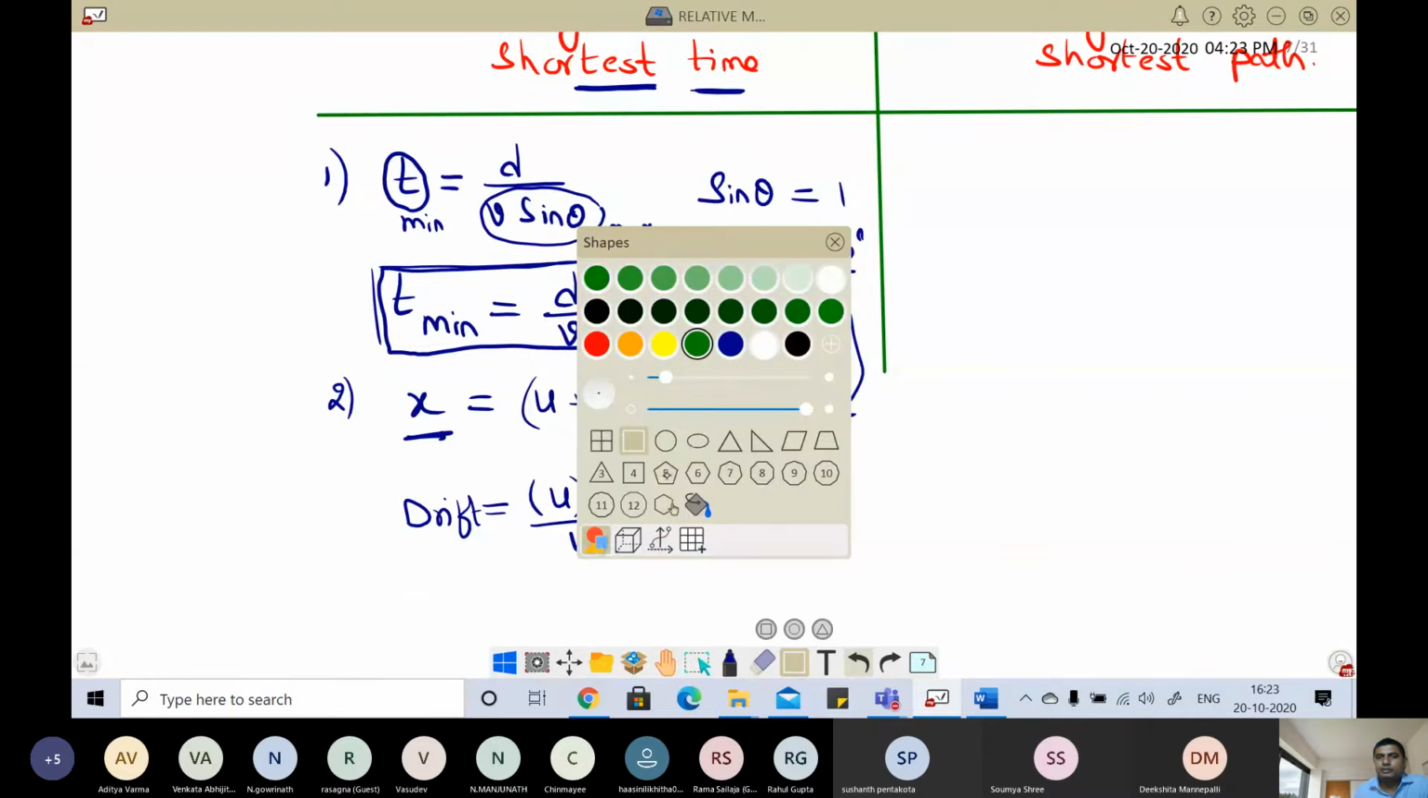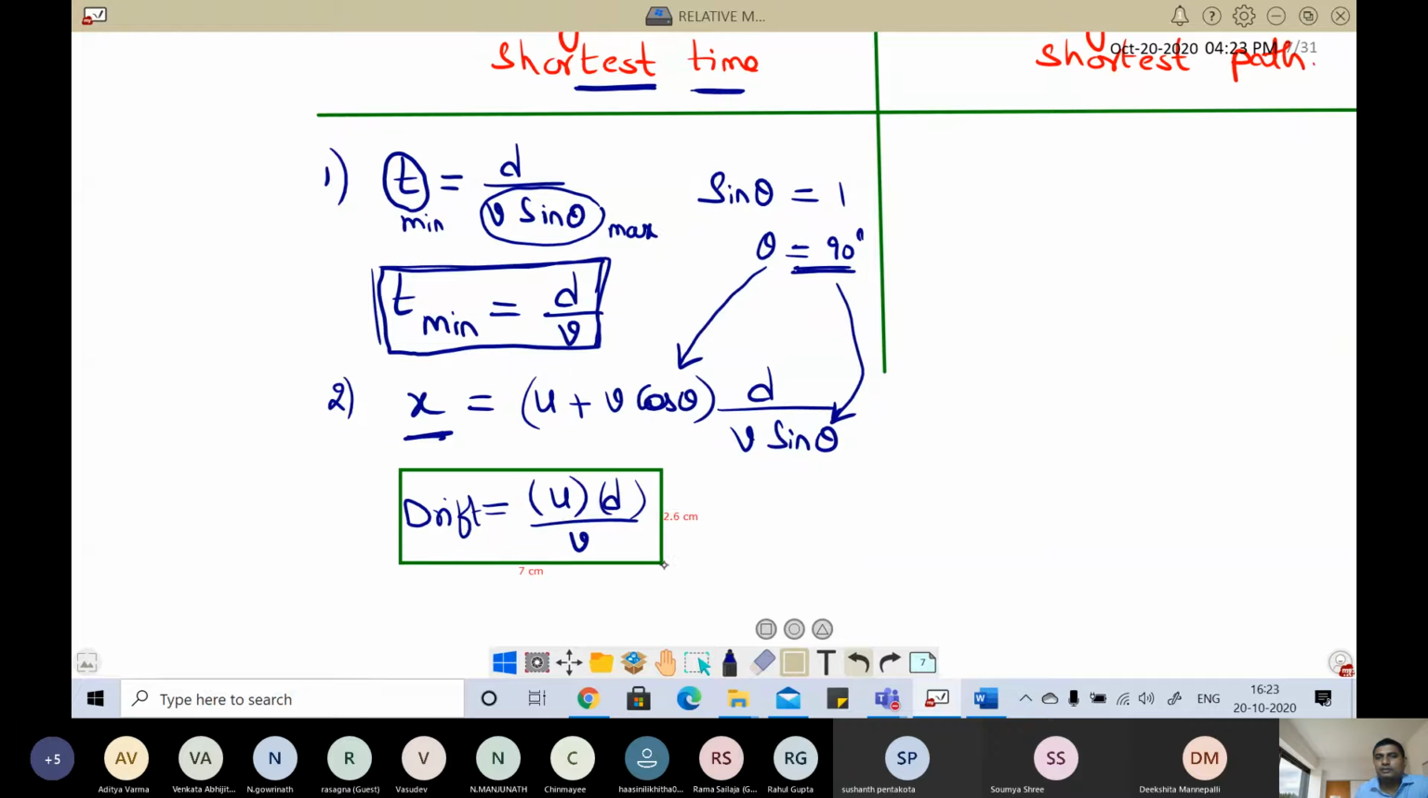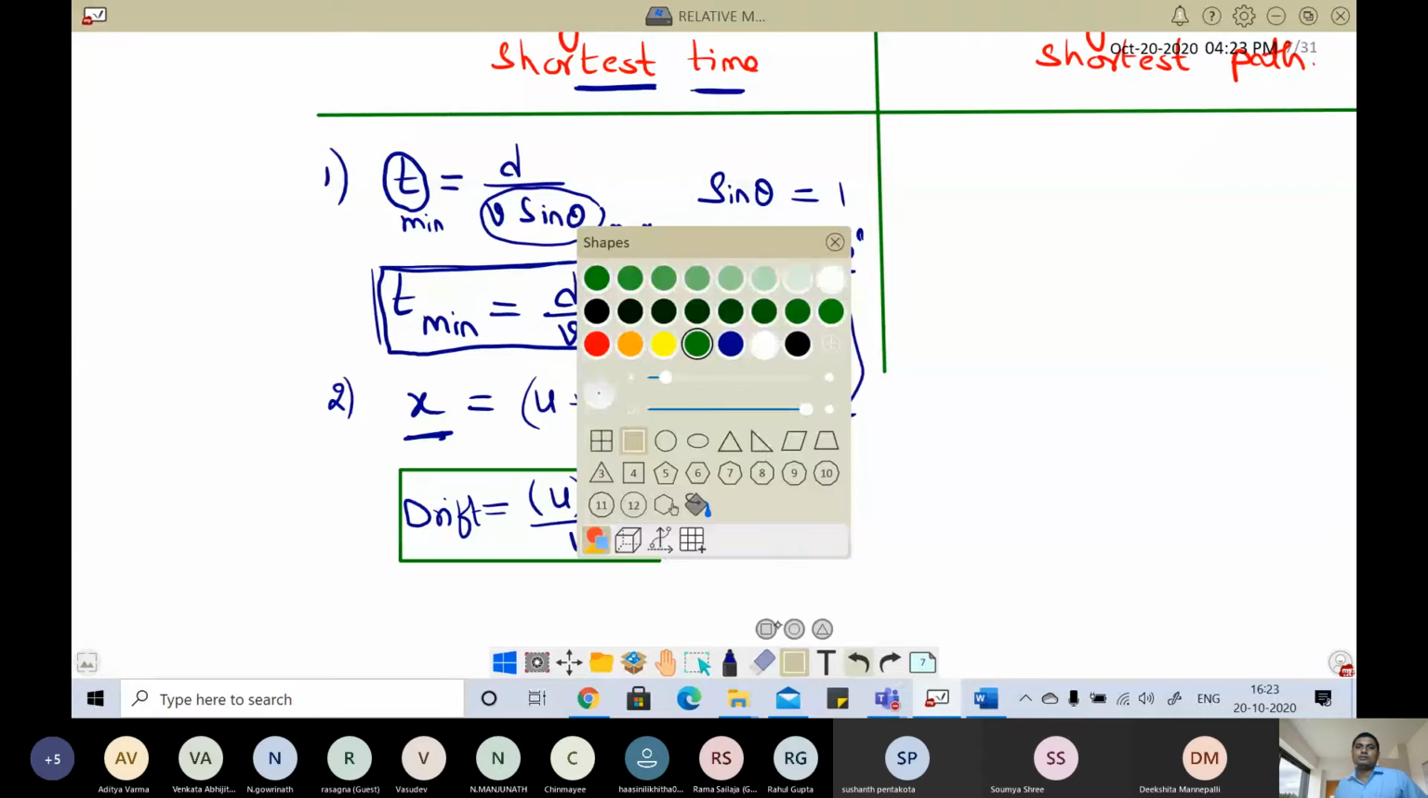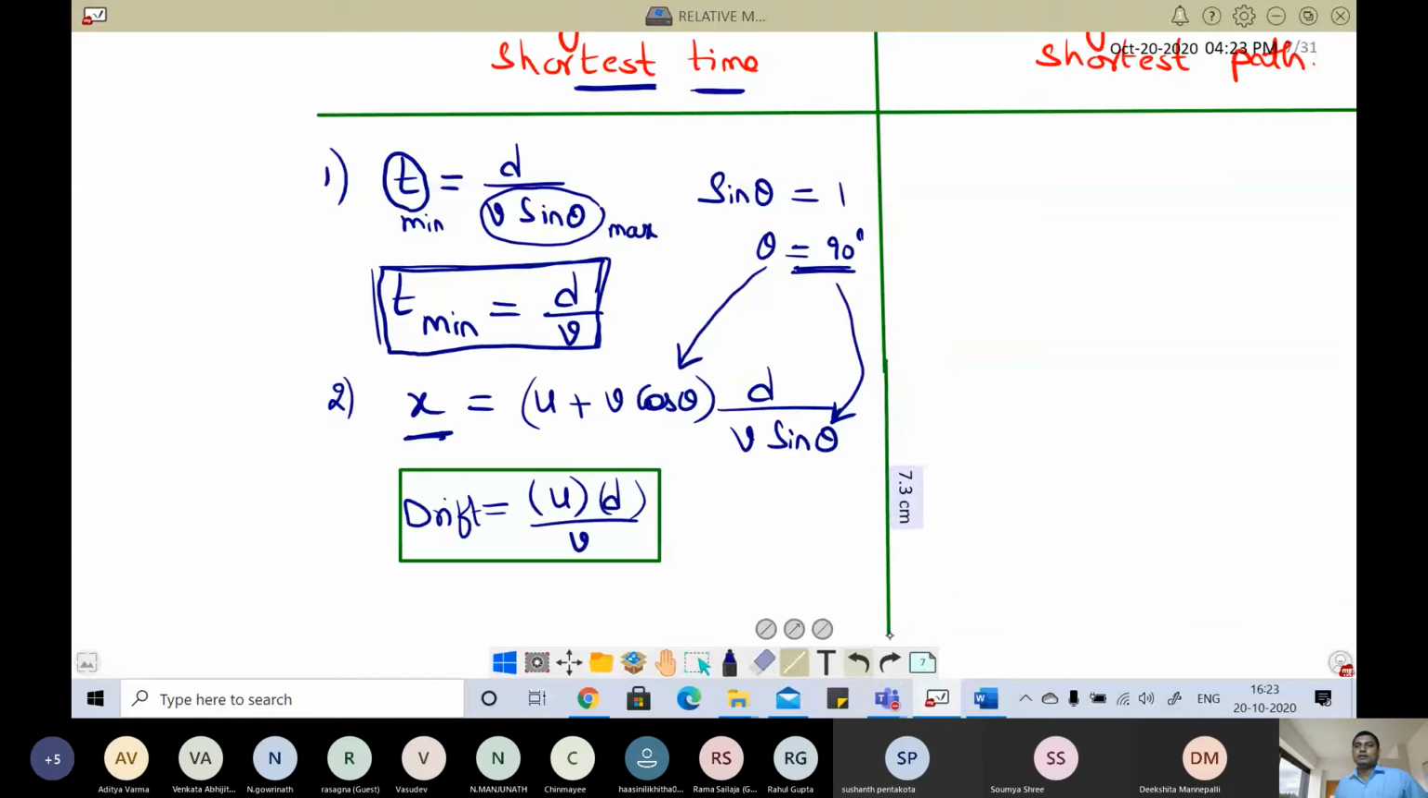So this is a very important formula, drift in the shortest time case. In the shortest time case we have two things. Number one, shortest time, and number two, drift. Shortest time is d by v and drift is u into d by v. D by v just now we got 10 seconds. Suppose u is 5, 10 into 5, 50 meters.